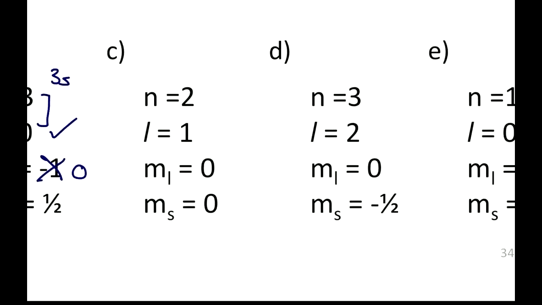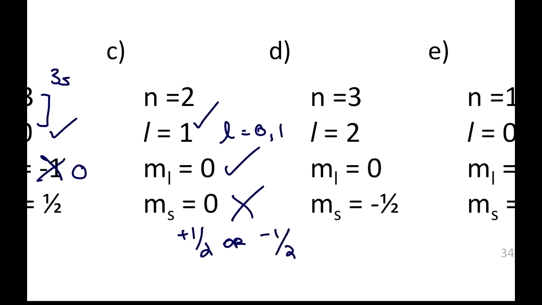C. All right, if n equals 2, our possible L's are 0 and 1. So it looks like that L is allowed. Is that M sub L allowed for a p orbital? Is an M sub L of 0 good for a p orbital? Yes, it is. What about that spin? No. 0 spin is not allowed. In order for an electron to be in a box, it has to be spin up or spin down, so +1/2 or -1/2.